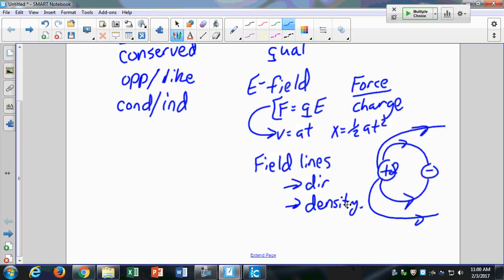Also know equal potential lines. Equal potential lines, remember, run perpendicular to the electric field lines. Know that relationship. Equal potential lines are always perpendicular to the electric field lines. I think that's it for that chapter. And then we move into the potential.